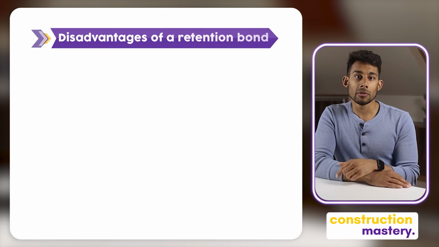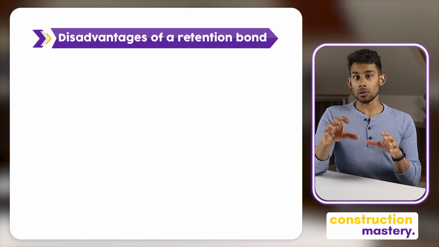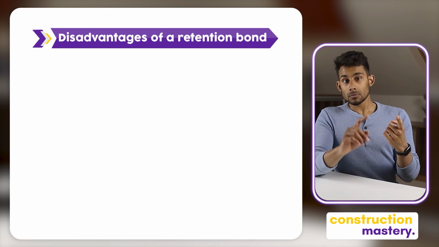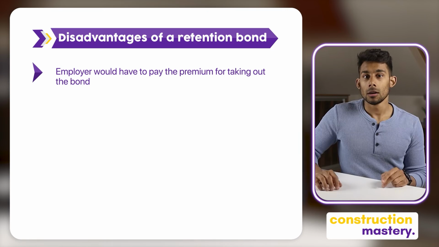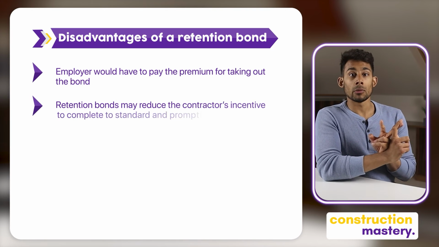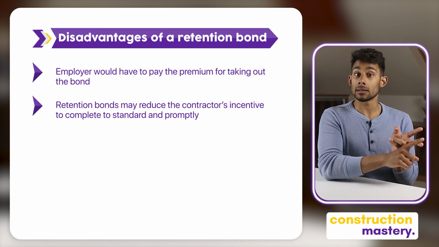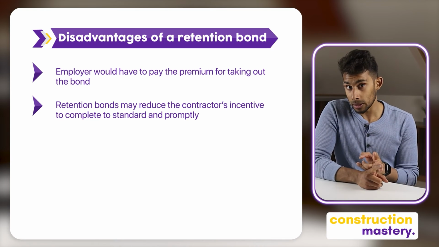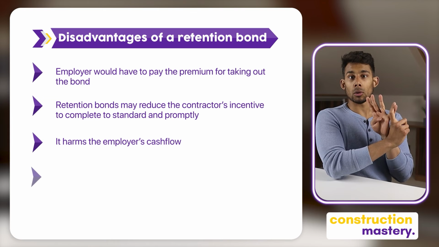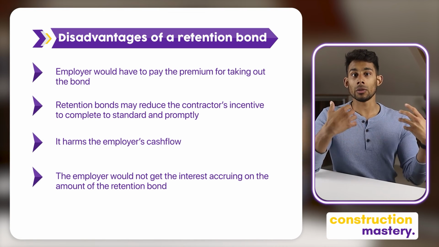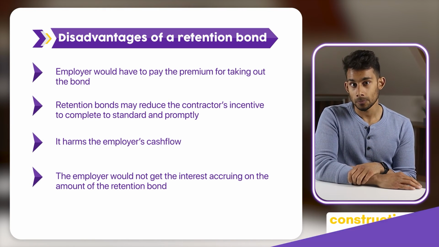Let's now check out some of the disadvantages of a retention bond, and there are 4 of them. So number 1, the employer would have to pay the premium for taking out the bond. Disadvantage number 2, retention bonds may reduce the contractor's incentive to complete to standard and to complete promptly. Number 3, it harms the employer's cash flow. And number 4, the employer would not get the interest accruing on the amount of the retention bond.